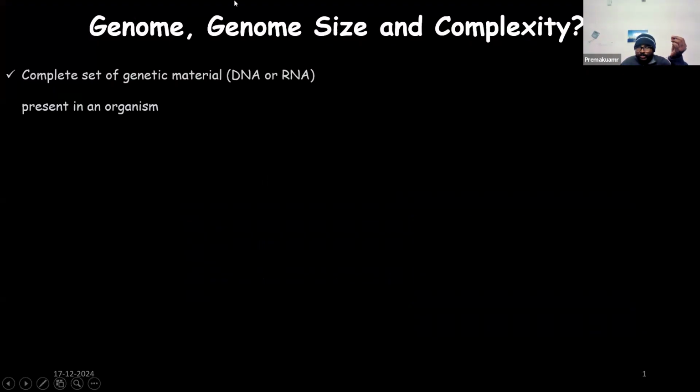It is called a genome. And somebody is asking what haploidy is in cytogenetics. Haploidy is nothing but the condition of existence of one basic set of any genome, genetic material, and it is called haploidy.